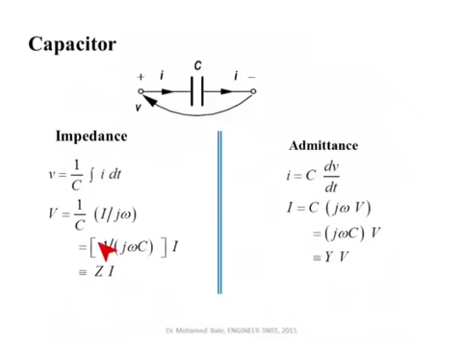Now you should remember, when you divide by jω, this is equivalent to -j/ωC. And -j in the frequency domain is e^(-jπ/2). e^(-jπ/2) will be cos(π/2), which is 0, minus j sin(π/2), which will give you -j. So this means that for the capacitor, the voltage is lagging behind the current because you subtracted π/2 from the phase.